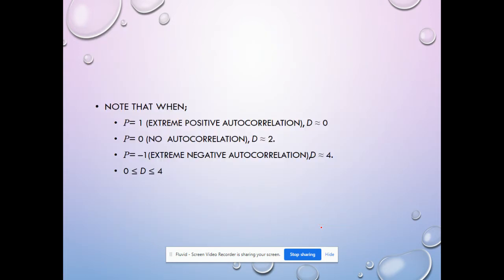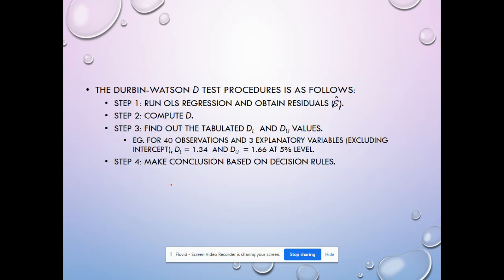All right. So the next step: if the rho here is near to 1, we have what we call extreme positive autocorrelation. If it's near to 0, it means there's no autocorrelation. If it's at the extreme on the other side, at -1, then you have negative autocorrelation. And the D calculated value is actually from 0 to 4. It can go from 0 to 4.